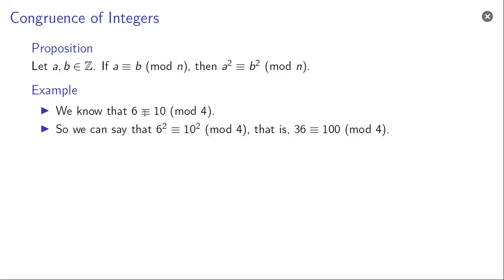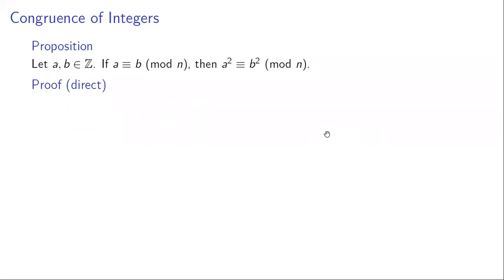But since we know that 6 is congruent to 10 mod 4, and 36 is just 6 squared, and 100 is just 10 squared, we can conclude that 36 is congruent to 100 mod 4, at least if we assume that the proposition is true. We don't know that it's true. We have to prove it. So let's go ahead and prove the proposition. We're going to use direct proof.